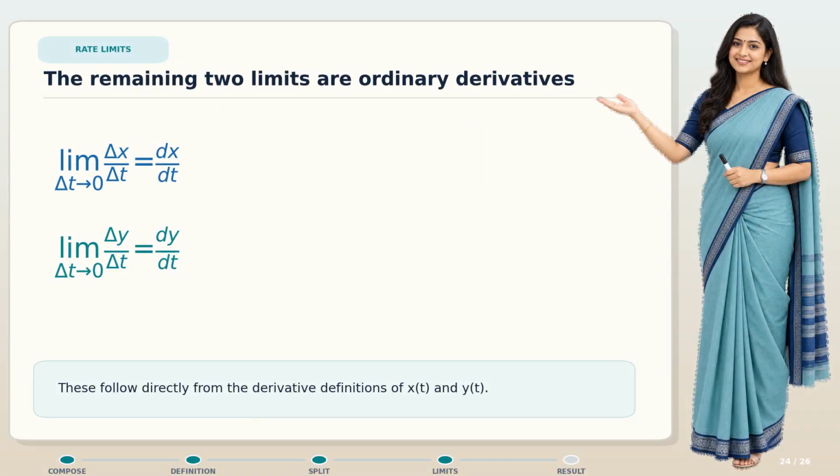The two remaining limits are familiar. Delta x divided by delta t tends to dx by dt by the derivative definition of x of t. Similarly, delta y divided by delta t tends to dy by dt by the derivative definition of y of t. All four required limits are now known.